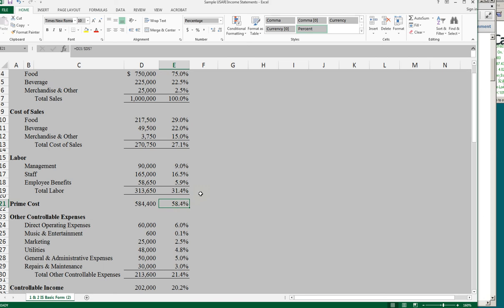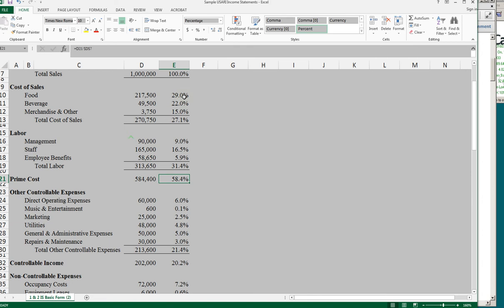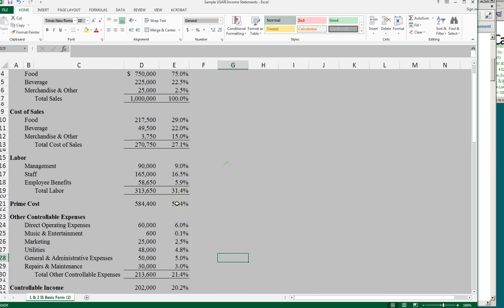If you're above 60-ish percent, it's going to be very, very tough for you to maintain your operations in the long run because you're just not making enough after your day-to-day costs to be able to cover your longer term costs, which show up later on in the income statement. So generally the range you want to see for the prime cost side is again in the mid to low 40s to the mid to upper 60% range. So this is right in the middle.